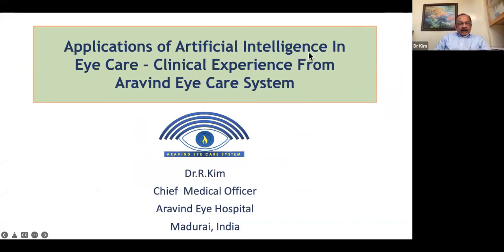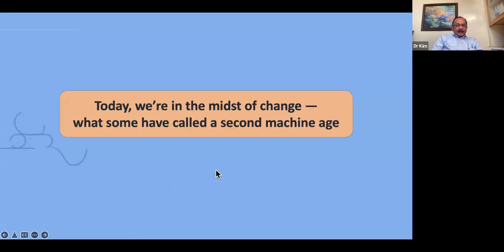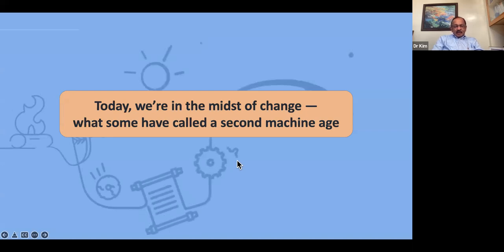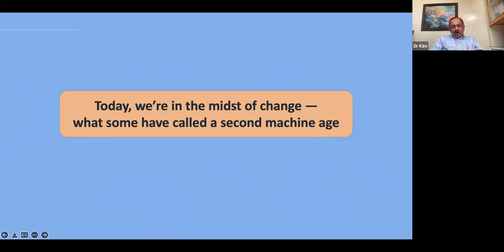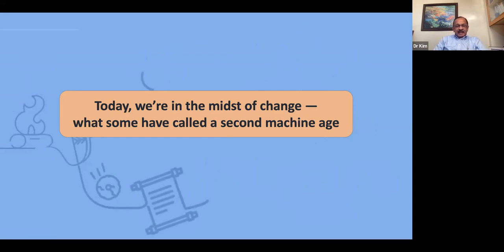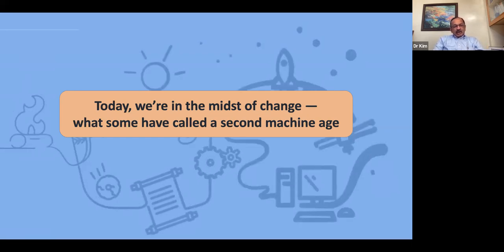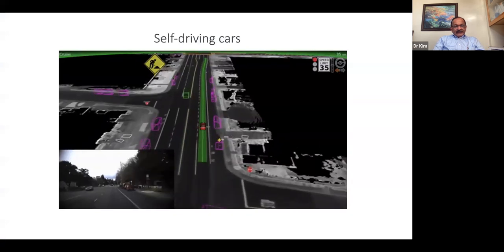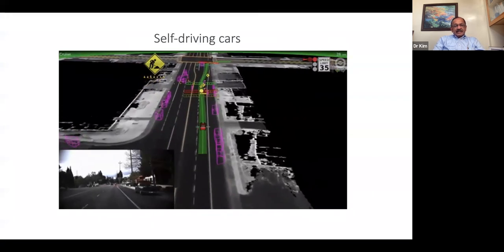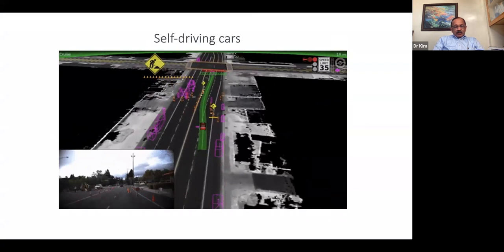Thank you again. And today, as you mentioned, thank you for allowing us to share our experience with AI and what we are doing with the AI at Aravind. Today we are in an age of what we call the second machine age. There's a lot of electronic gadgets running around, and nobody seems to live without that. And we hear about these self-driving cars. Earlier it was a dream, but now it's almost a reality.